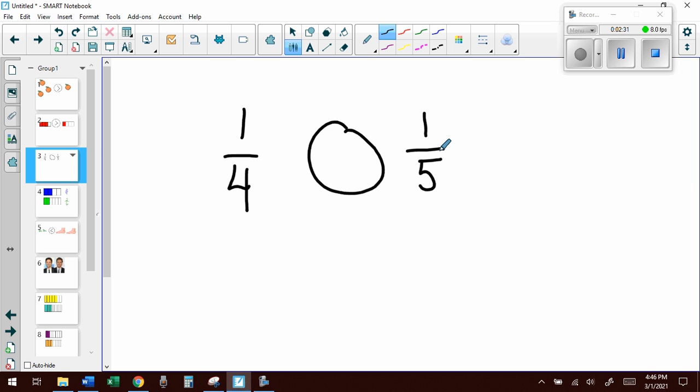You could use what we've learned a few lessons back, and you could realize that the more you partition a rectangle, the smaller the pieces get. So the higher the denominator, the smaller the pieces. So here I basically have one large piece and one small piece. So 1/4 is greater than 1/5.